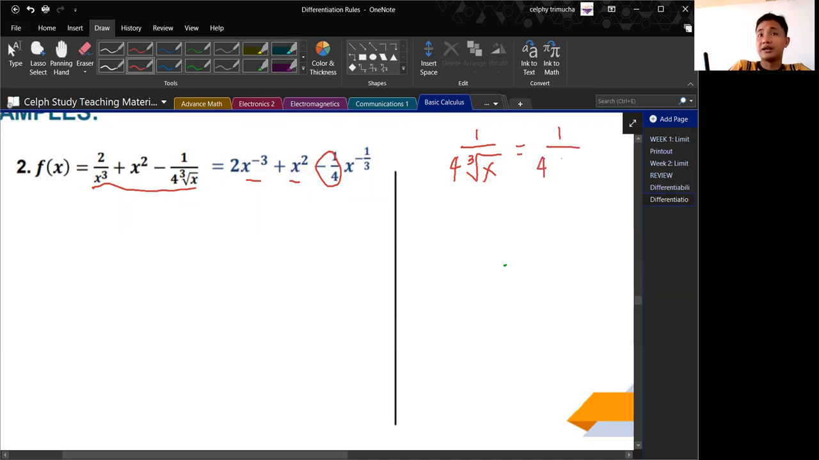Then our x raised to 1/3 is the cube root of x. Since we should not have a variable inside, we bring it up, so we have 1/4. The negatives cancel, so negative 1/4 x, and we bring it up: x raised to negative 1/3. So negative 1/4 x raised to negative 1/3.